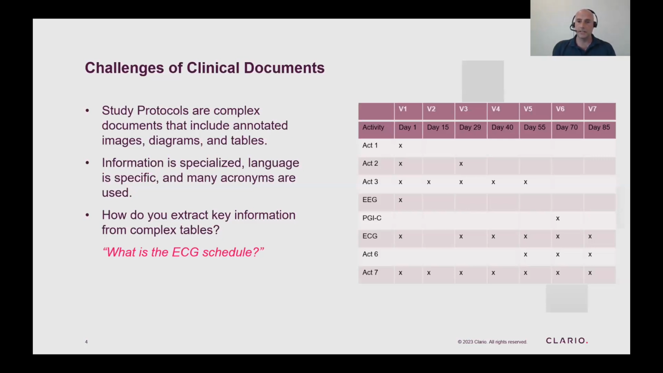And how do you do that at scale? If you're looking at thousands of documents, how do you precisely analyze that information so that you go from unstructured document to structured information?